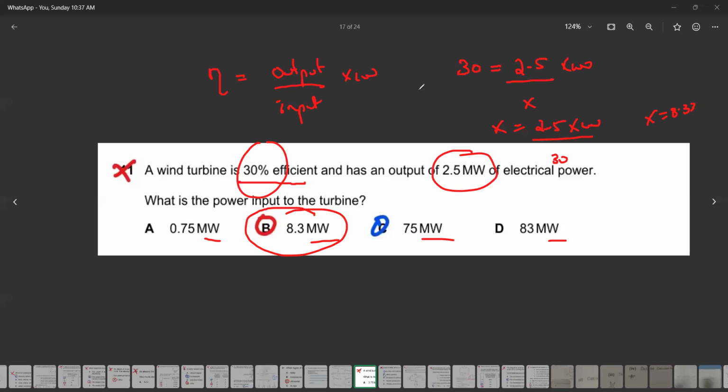If you solve it the other way, you will also get the same answer. It's the same math. Move 100 to the other side: 30 divided by 100 equals 2.5 divided by X. 30 divided by 100 is 0.3, so 0.3 equals 2.5 over X. X is divided on one side, so multiply on the other: X equals 2.5 divided by 0.3. Again, you will get the same answer, 8.3.